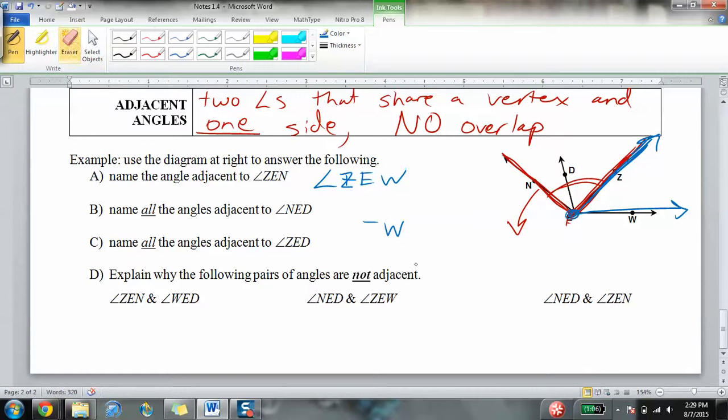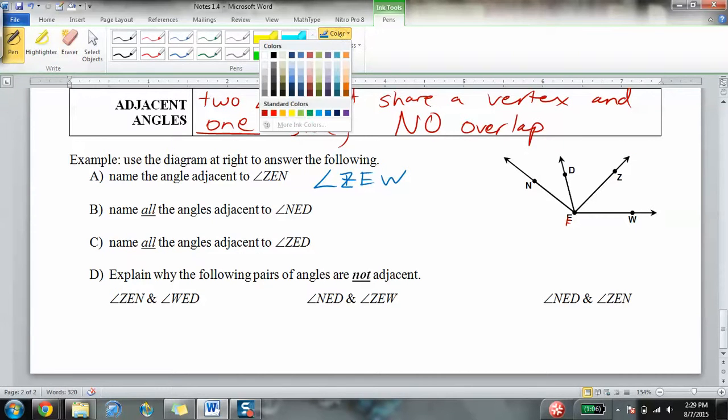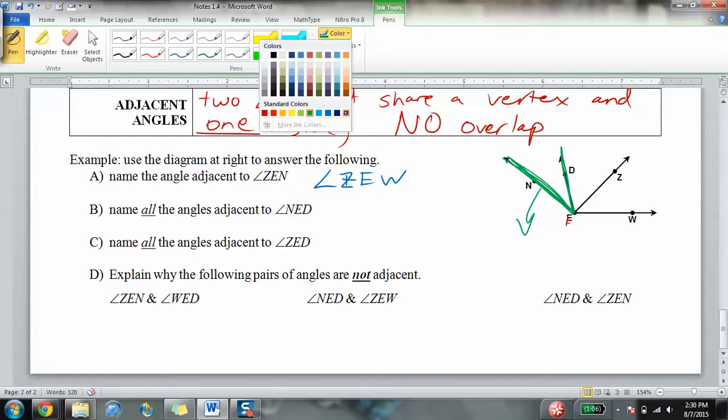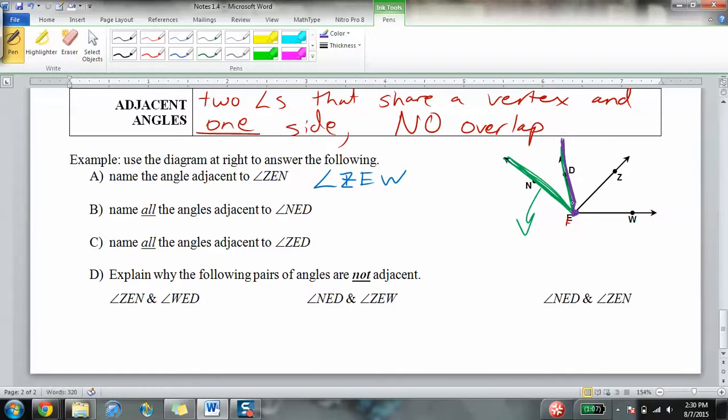Alright, and the next one, name all angles, so that means multiple answers, so name all angles that are adjacent to angle NED. So I'm going to erase what I have on here so we don't get confused. So angle NED is this angle right here. Again, I can't really use this side, NE, because there's no points or anything over here that I would be able to name an angle by. So all angles adjacent to that angle, I could be talking about anything that has a vertex of E and that has side ED or DE as a side of the angle.